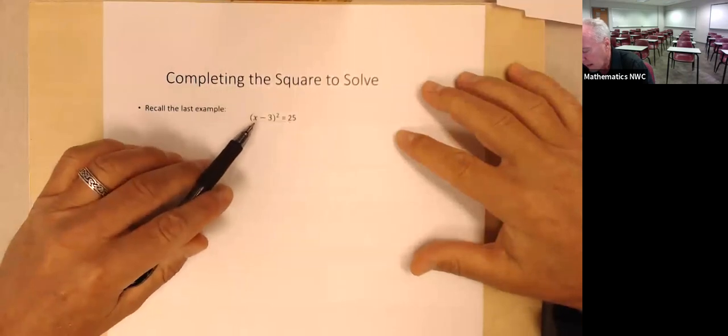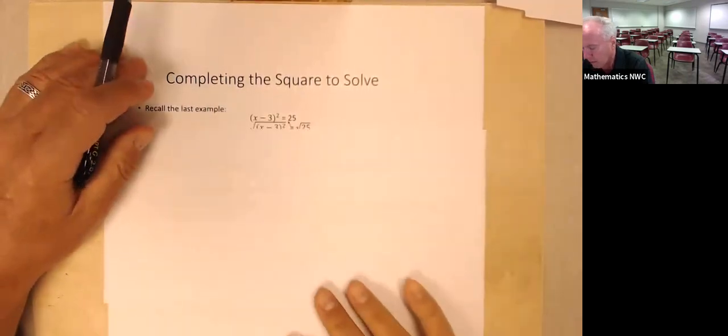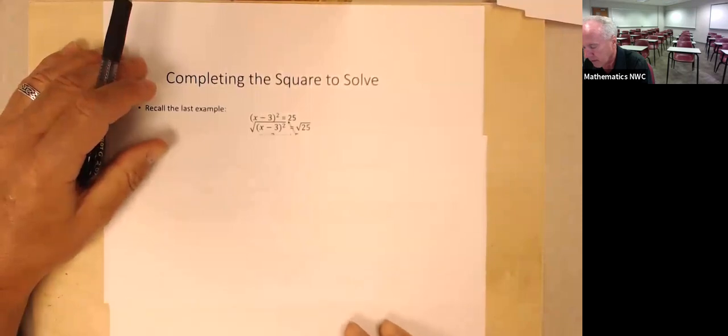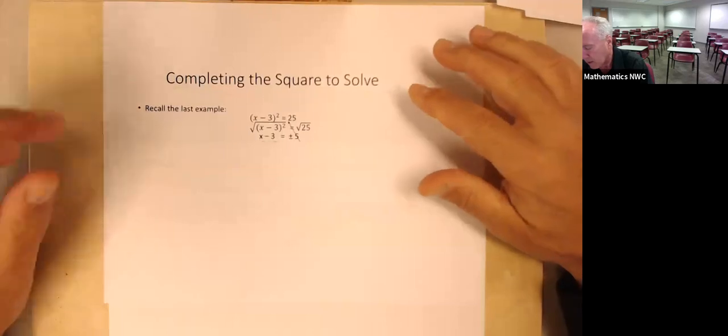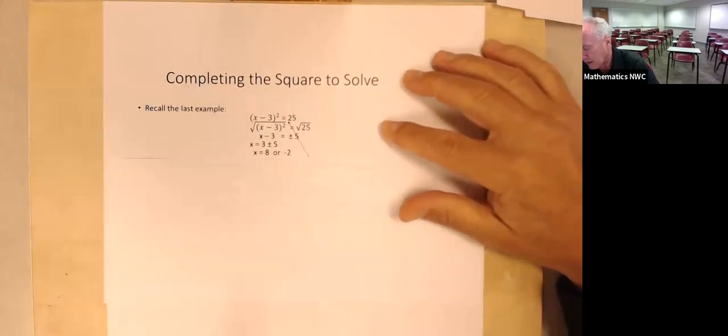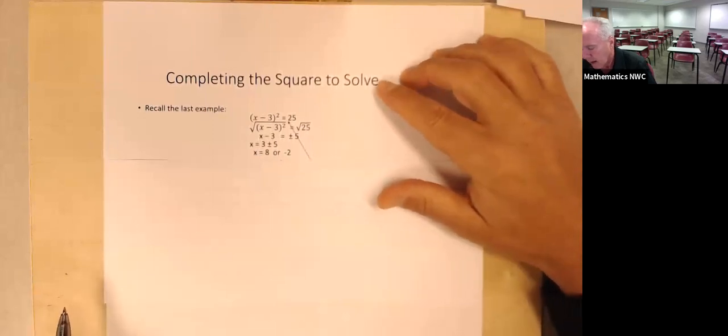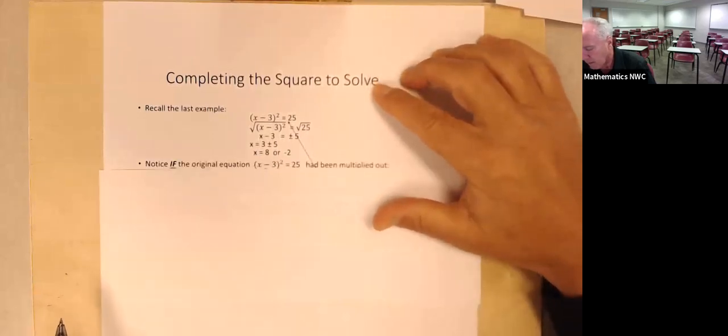We solved that one by taking the square root of both sides. Ignore the arrow for now, but we did all of this. We got those answers. Okay, we're looking at completing the square.